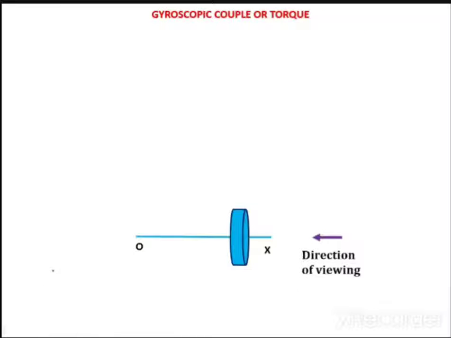Now let us understand what is gyroscopic couple. Consider a disc which is spinning. Let us say the disc has this axis of spin OX, and the disc is spinning about the axis of spin.